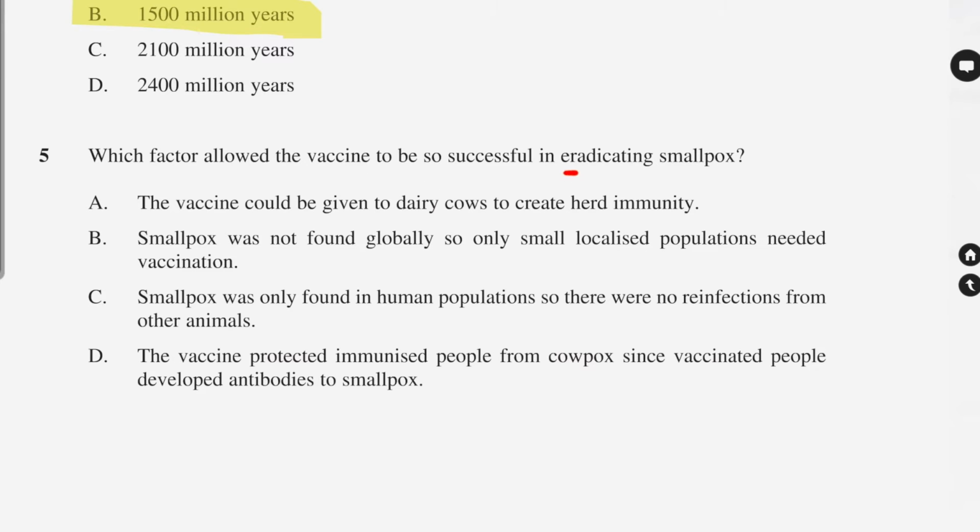Now, this is one of the most important parts of the question, eradicating smallpox. The fact it was successful, and, well, we know it's a vaccine. So let's have a look at each of these parts here. A, the vaccine could be given to dairy cows to create herd immunity. That's irrelevant, and that's also not how this vaccine program works. The vaccine wasn't given to dairy cows, it was given to humans. And herd immunity, while you can refer to cows as herd, is a generic term used in disease language because it's talking about humans getting as much immunity in the community as possible.